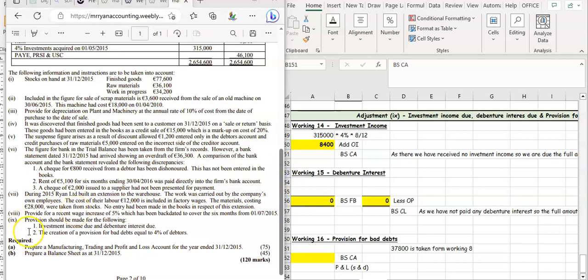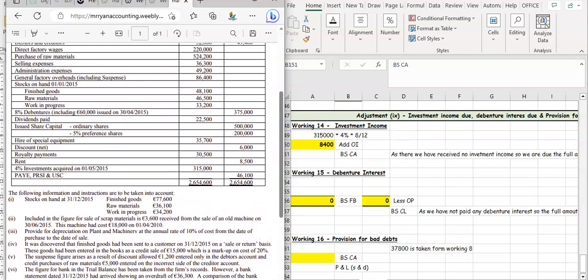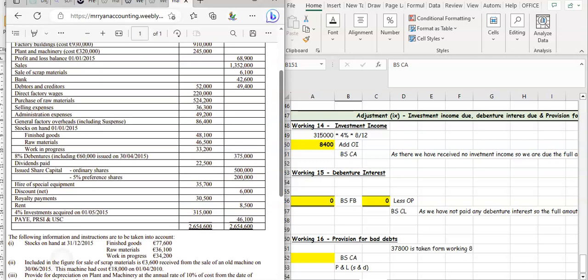So the second part of working 9 for Rhine Limited Manufacturing Account 2016 is the debenture interest. So we're going to have a look at our debentures and see what it says. So let's have a scroll. So debenture, 8% debentures including 60,000.